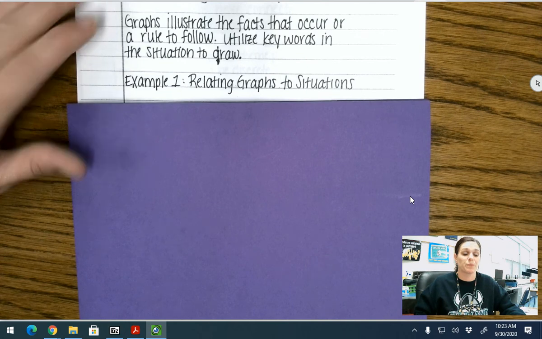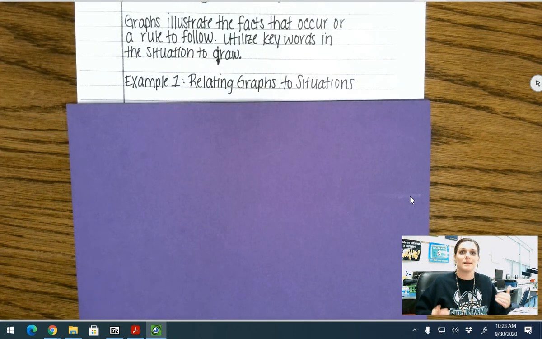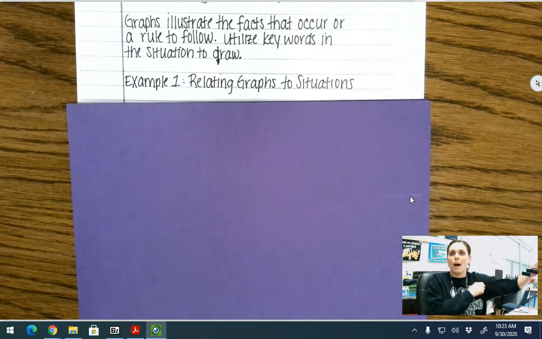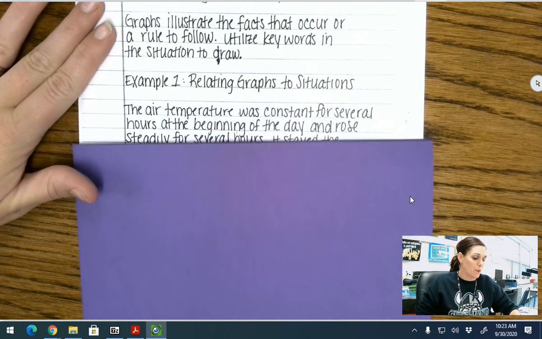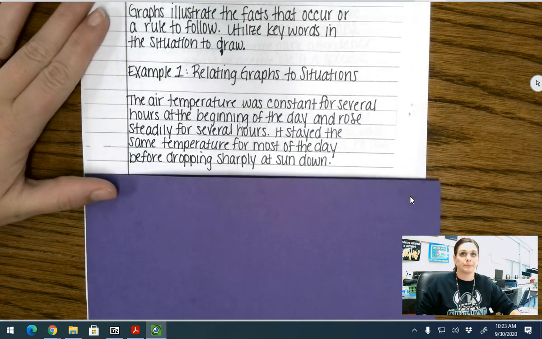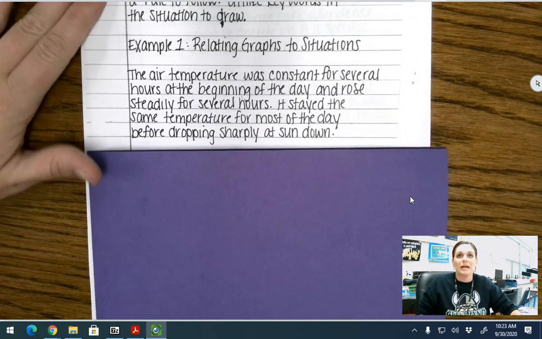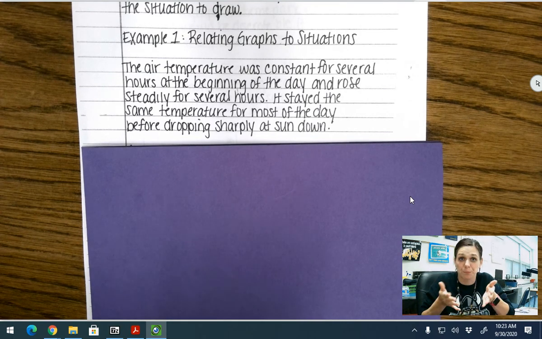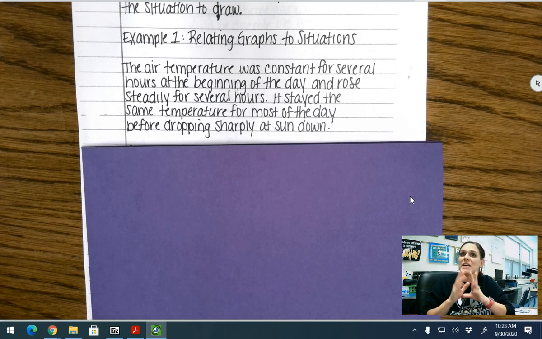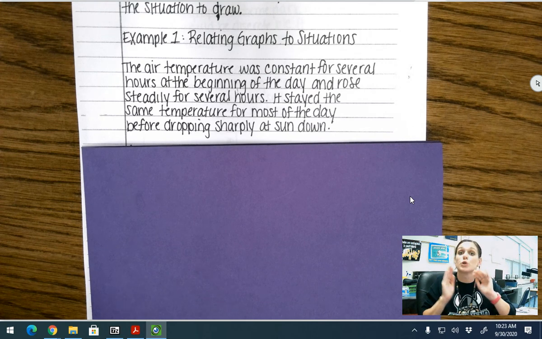All right, so we're going to take a look at this first example of relating graphs to particular situations. I love this part because math is about storytelling and it's about making sure you know what's happening and what we're doing with it. All right, so here is our story. Again, I know it's a lot of words, but it is what it is. So it says the air temperature was constant for several hours at the beginning of the day. So temperature. Okay, so you woke up, it stayed constant most of the morning. It said then it rose steadily for several hours. It stayed that same temperature for most of the day before dropping sharply at sundown.